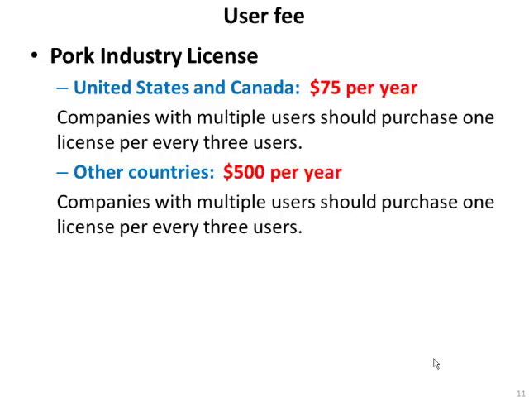So they do have a user's fee. National Pork Board is in charge of this. And there is a fee. Now, pork industry license, United States and Canada, $75 a year. They recommend companies with multiple users should purchase one license for every 3 users. And in foreign countries, it's $500 per year. And companies with multiple users, they like to see them purchase 3.